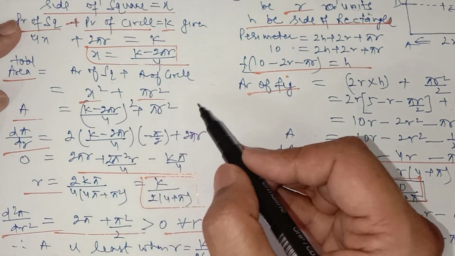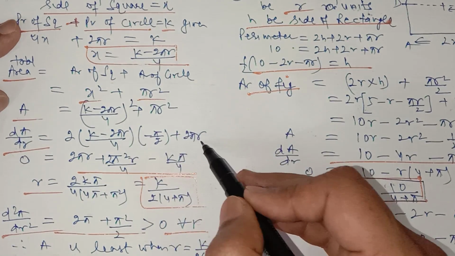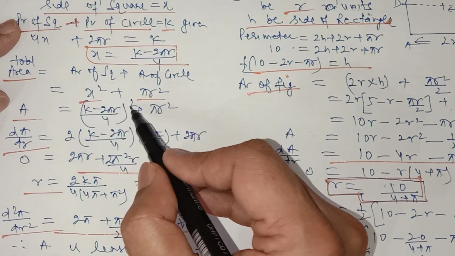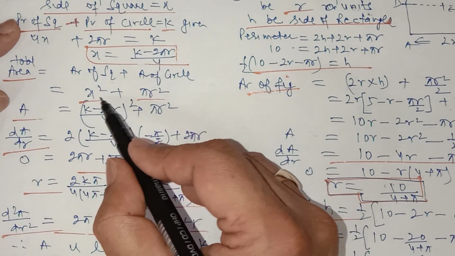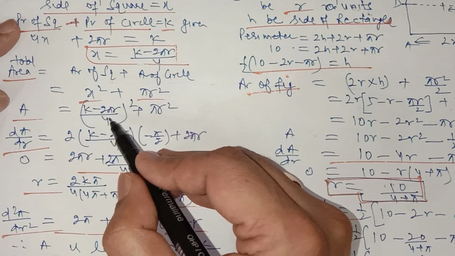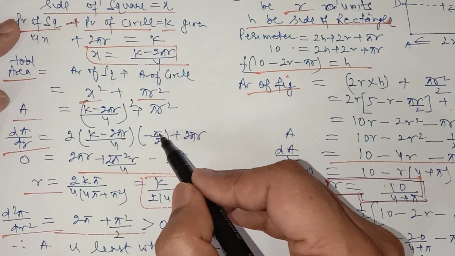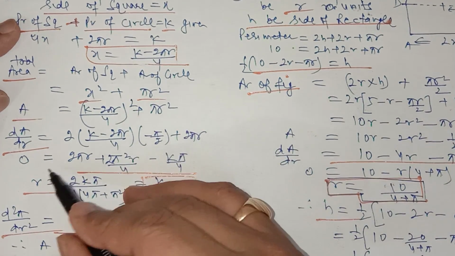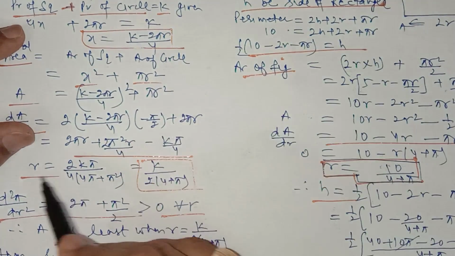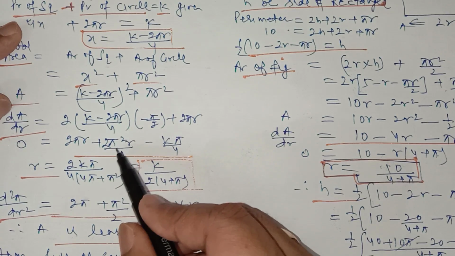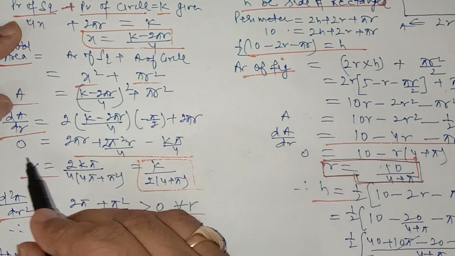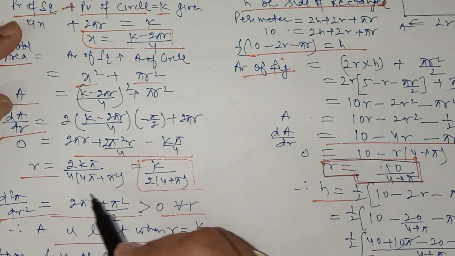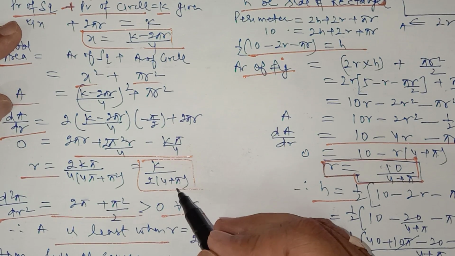So differentiate. As usual, the pi r square derivative is 2 pi r. Now the derivative of this: first of all, differentiate the power, which is 2(k minus 2 pi r) upon 4, multiply by the derivative of this, which comes out to be minus 2 pi upon 4, that is minus pi upon 2. Now put it equal to 0, and find the value of r, which we will get in terms of k and pi. Take r common in these two, take this to the left hand side, and the value of r will be k upon 2(4 plus pi).